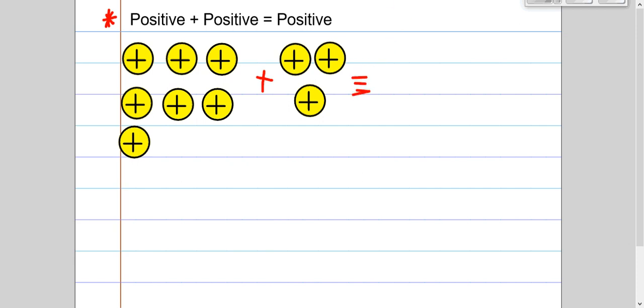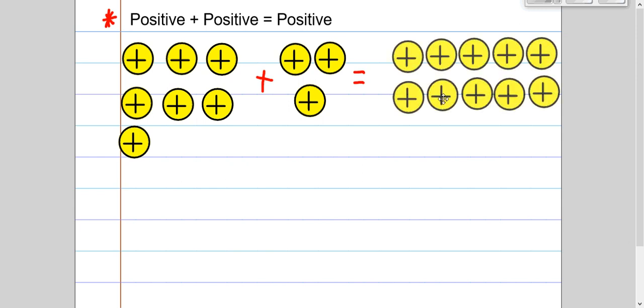My answer will be 1, 2, 3, 4, 5, 6, 7, 8, 9, positive 10. So we just modeled a positive plus a positive equals a positive. So positive 7 plus positive 3 equals 10.